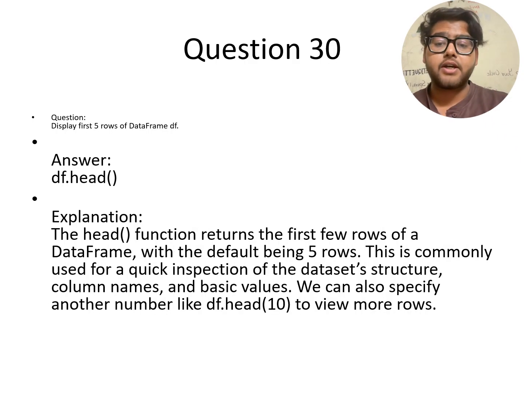Question number 30 is, display the first 5 rows of data frame df. The head function returns the first few rows of a data frame with the default being 5 rows. This is commonly used for a quick inspection of the dataset structure, column names and basic values.